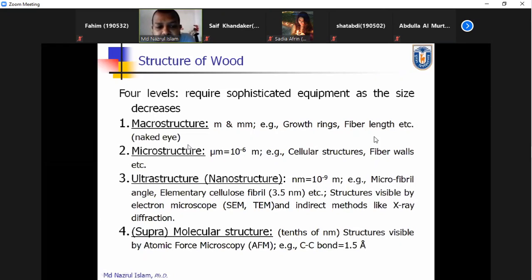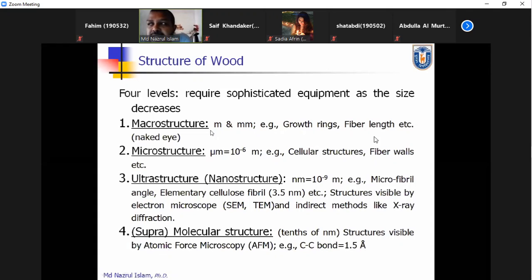So that is the microstructure, and that is in micrometer. The macrostructure is in meter, millimeter. If we say color, that is a property of the tree, not the wood, but we are talking about the properties or structure of the wood. So the color that we can see is not part of the structure. So we will talk about the structure.